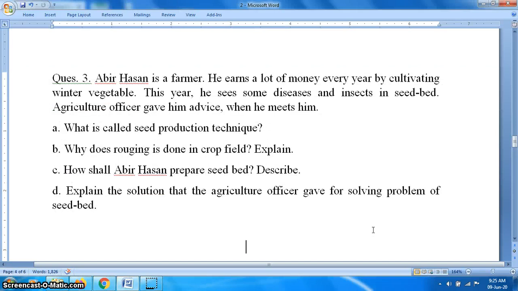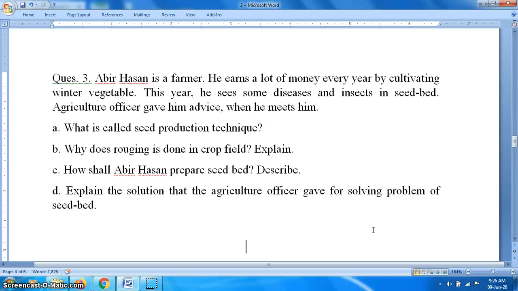Question 3. Abir Hassan is a farmer. He earns a lot of money every year by cultivating winter vegetables. This year, he sees some diseases and insects in the seedbed. The agriculture officer gave him advice when he met him.